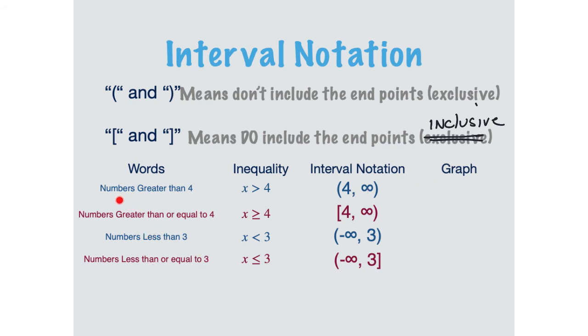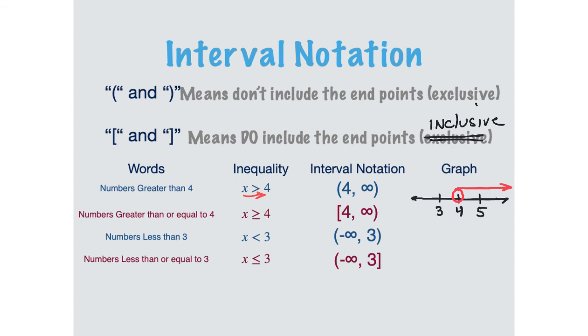So in words, numbers greater than 4, inequality x is greater than 4, interval notation, soft paren. Then we're going from 4 to infinity. And we can see that when we draw the graph. And this is how you do your graphs on paper. So 4 is our point of interest, and you mark a 3 and a 5 to give everybody a sense of direction. We don't want to include the 4, so we just put an open circle at 4, and we got to go greater than it. That means go to the right, just like that.